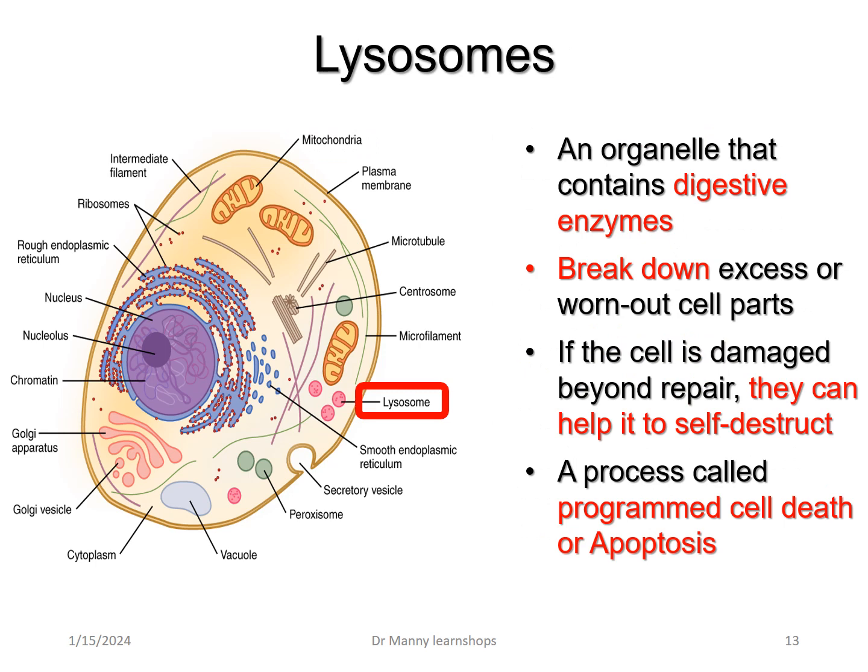Lysosomes are like our digestive system. Lysosomes are organelles that can be compared to digestive enzymes that break down excess or worn out cell parts. If, for example, a cell is damaged beyond repair, lysosomes can help it to self-destruct and be eliminated. This process is called apoptosis, and apoptosis is really programmed cell death.